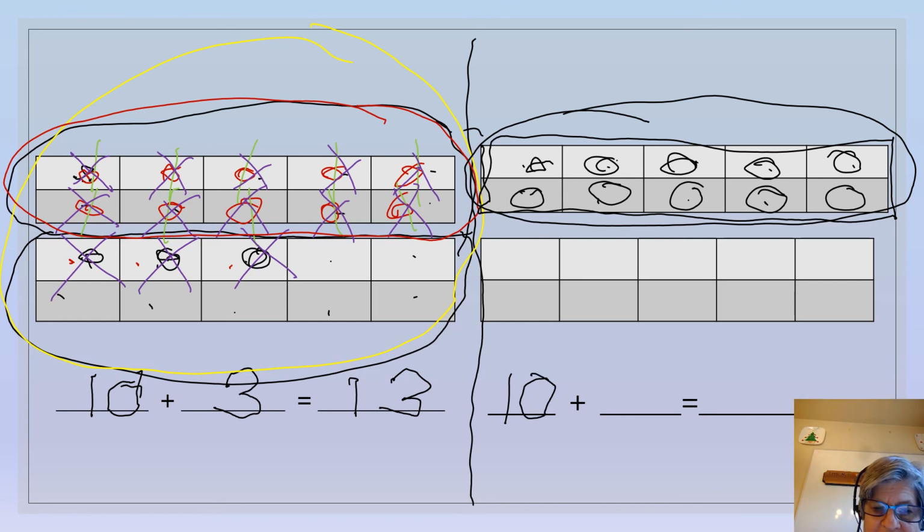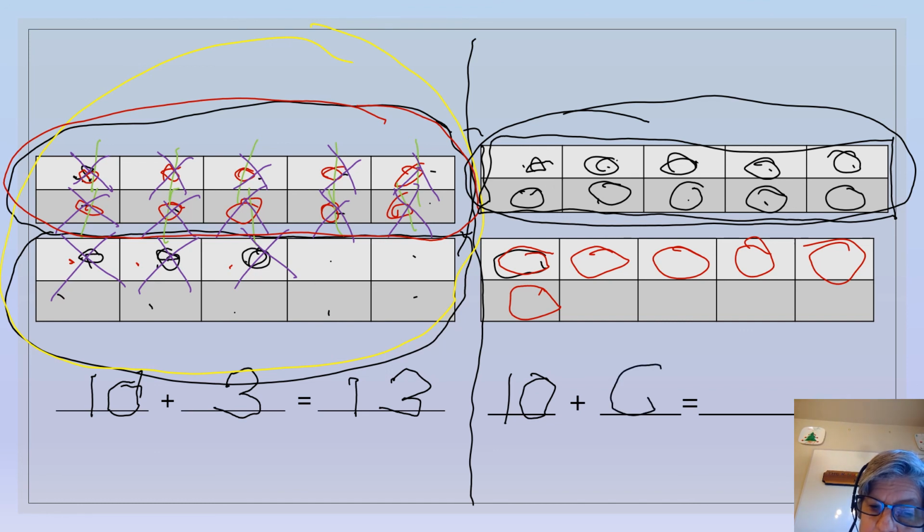This time, I'm going to draw 1. Uh-oh, that did not work. 1, 2, 3, 4, 5, 6 circles. I just counted 6, and I counted 6 because you could hear me count. So I'm going to write the number 6 in the next one. So far my sentence says 10 plus 6 equals.